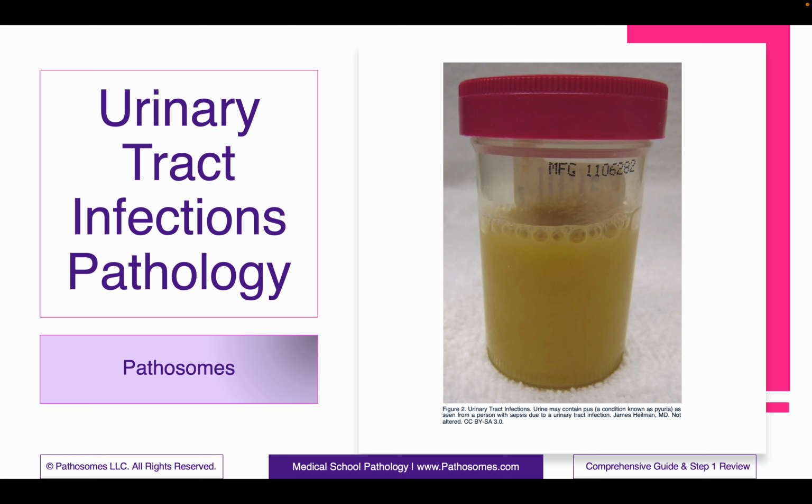Now, what's in this container? Well, that's urine, and it does not look normal. We're going to be discussing this and much more on this presentation of Urinary Tract Infections Pathology.